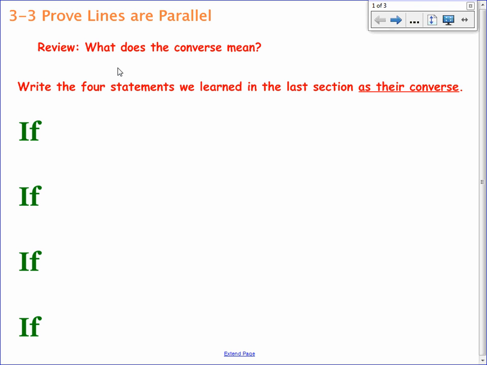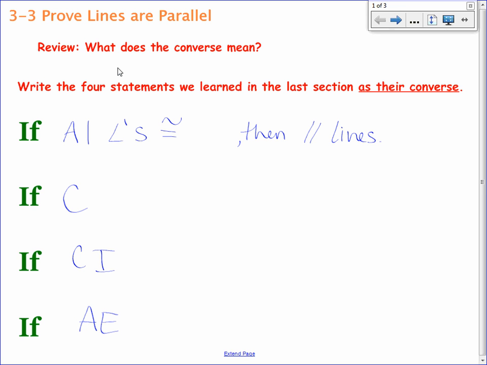We know they're going to end with then parallel lines. You told me that. Yes? If alternate interior angles. Uh-huh. What are the other 4 angle types? If corresponding and alternate exterior. Okay? Most of these are going to be the same.